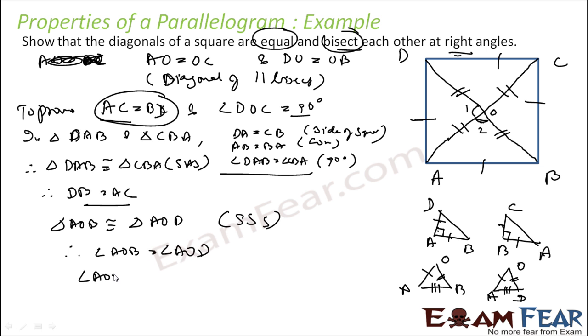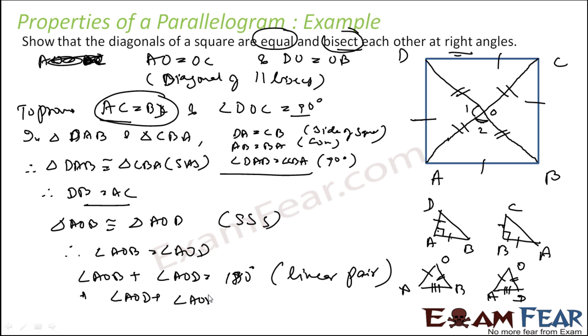But angle AOB plus angle AOD is equal to 180 degrees. That is a linear pair. Correct? Now since they are equal, angle AOD plus angle AOD is equal to 180 degrees, or angle AOD is nothing but 90 degrees. So one angle is 90 degrees, that means they bisect at right angles.